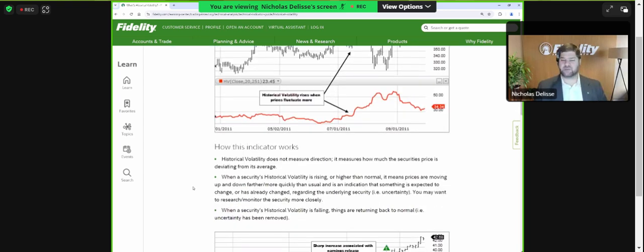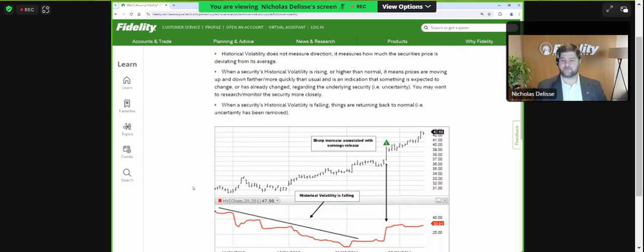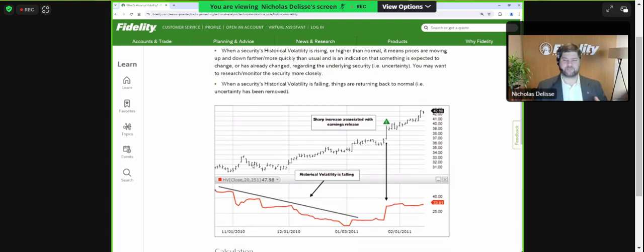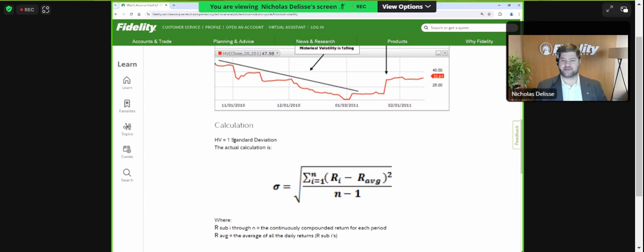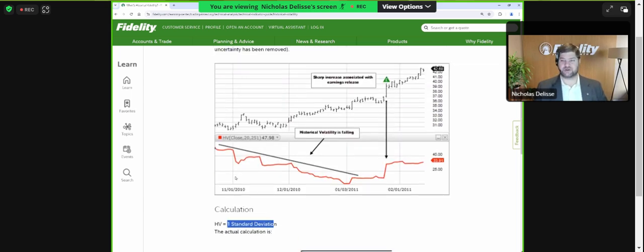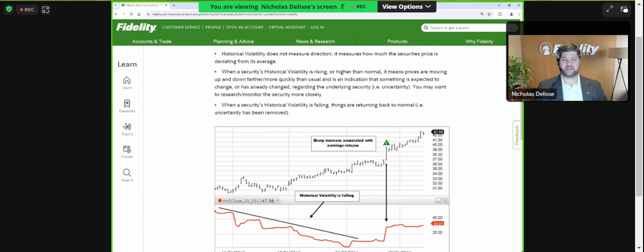So really what this particular indicator does is it takes a look at the last specific period and then it finds standard deviation. Historic volatility is that one standard deviation. Now, this is, of course, annualized. And so you're looking at how much it's moved over a set period of time, but you're then annualizing that.